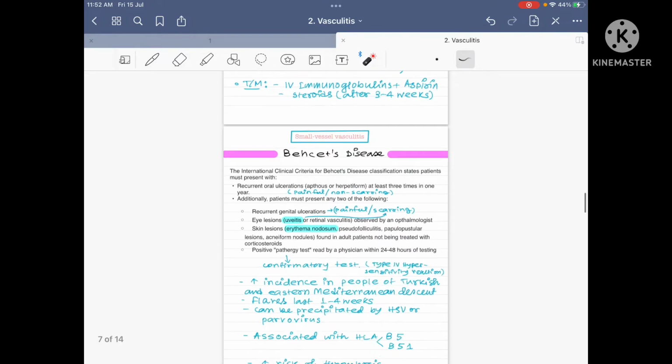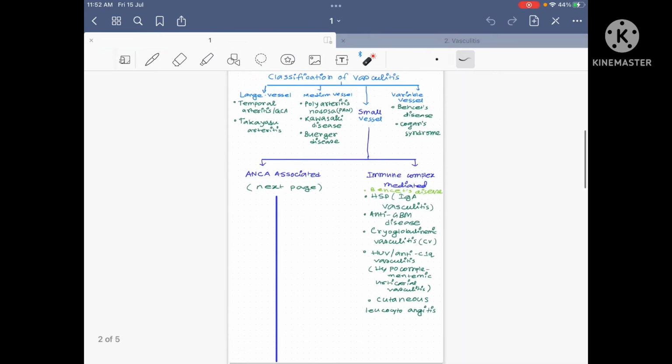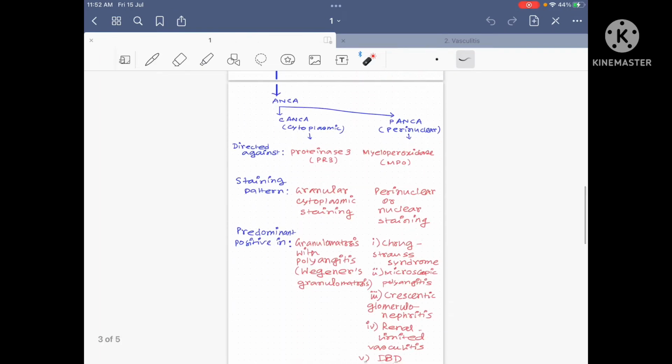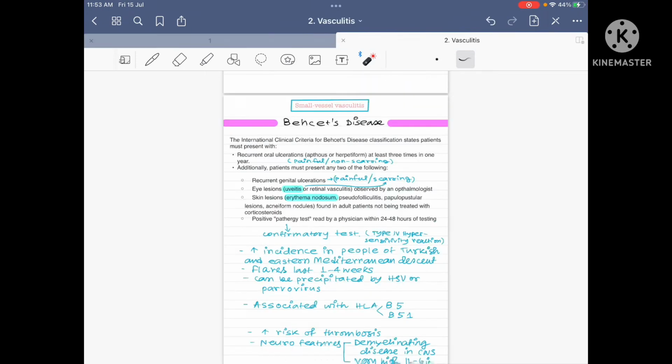Now coming to the small vessel vasculitis. First we will discuss the immune complex mediated part, then we will discuss the ANCA parts, ANCA disease. So among the immune complex mediated, what is Behcet? There is a criteria to remember that.